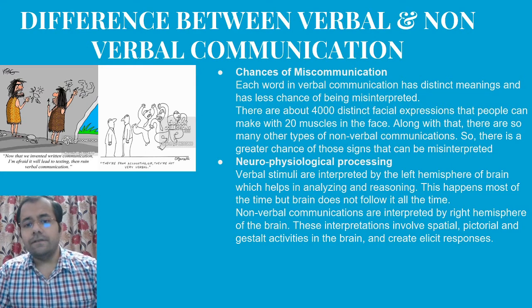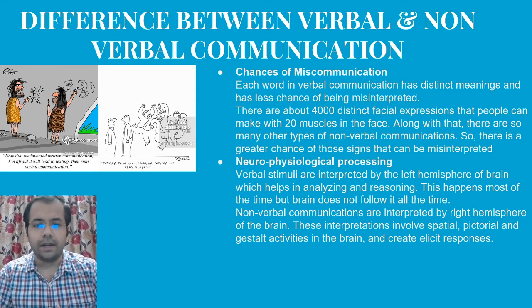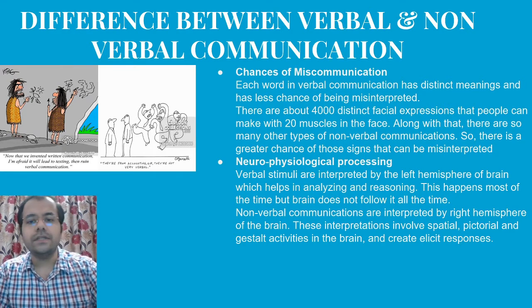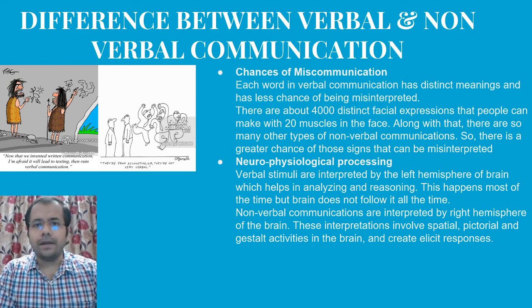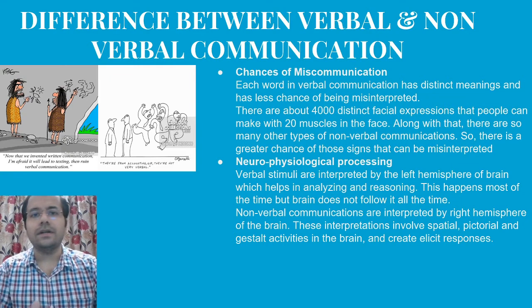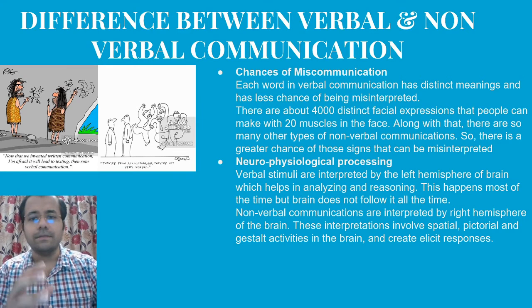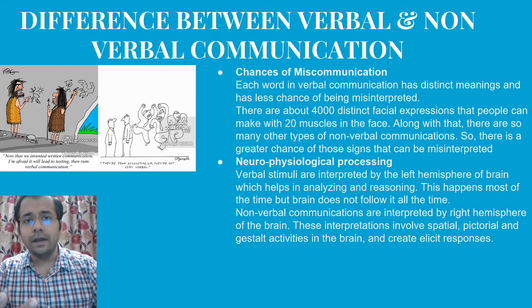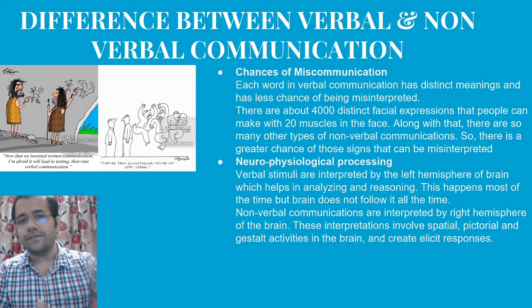Neuropsychological process. Verbal stimuli are interpreted by the left hemisphere of the brain, which helps in analyzing and reasoning. This happens most of the time, but the brain does not follow it all the time. The left part of your brain analyzes and reasons a lot. It is related to the process of analyzing, interpreting, and attaching a reason to things. The verbal stimuli are interpreted by this left hemisphere.